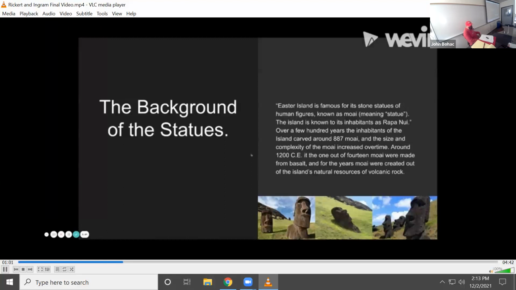The background of the statues. Easter Island is famous for its stone statues of human figures known as the moai. The island is known to its inhabitants as Rapa Nui. Over 100 years, the inhabitants of the island carved 887 moai, and the size and complexity of the moai increased over time. Around 1200 Common Era, the moai were created from basalt, and for years the moai were created from the island's natural resources of volcanic rock.